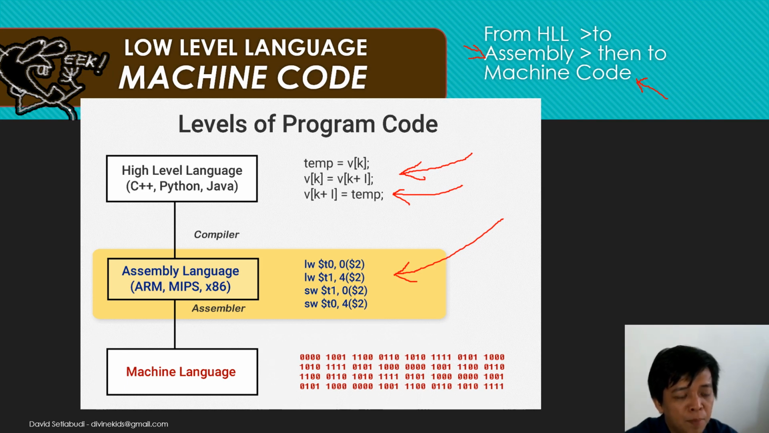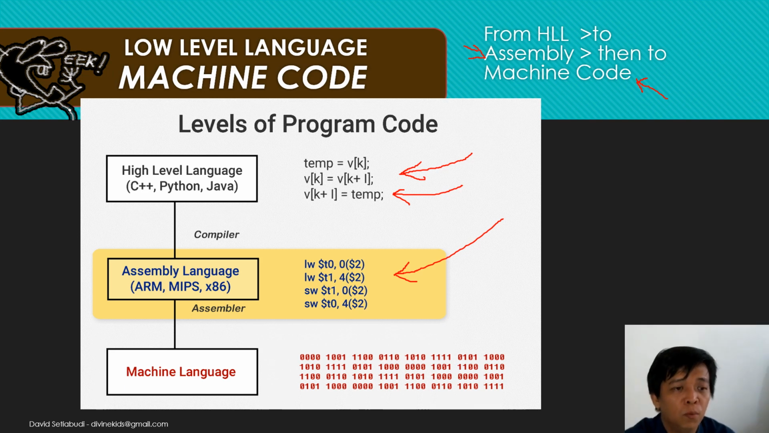It's ARM, MIPS, or x86. The first one here, high-level language: C++, C#, Python, Lingo, Java, Delphi, Fortran, and the others. And here we see the assembly language, which is harder to understand. And then the last one here, after it becomes an assembly language, this one uses a compiler, and this one is using an assembler.